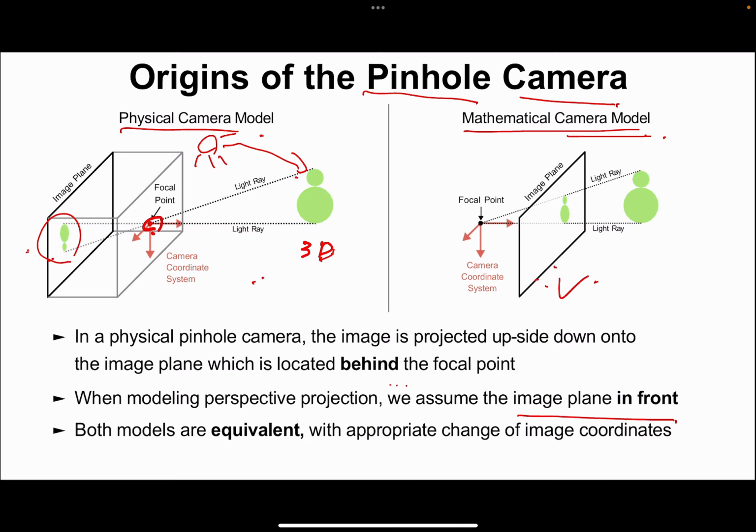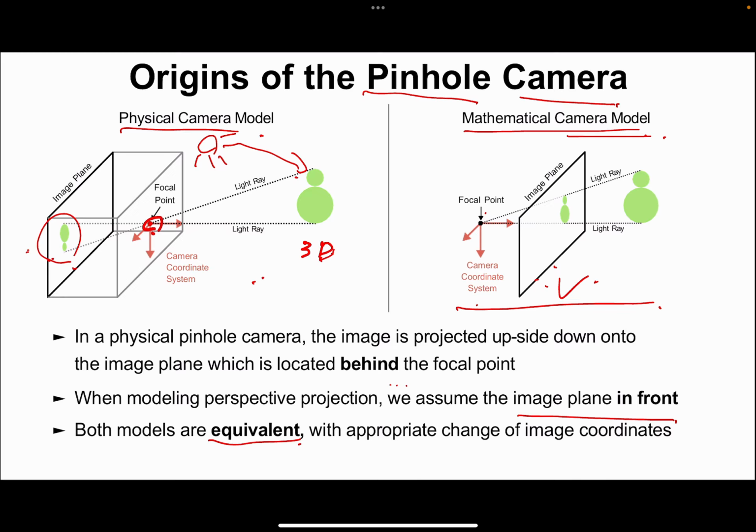multiplying -1 to the y-axis and then translating it to the x-axis in a symmetric way. Both models are equivalent. There is no difference with the appropriate change of image coordinates. So from now on, we will use this coordinate system. There are the camera coordinate system, focal point, image plane, some complicated things, and we will study these one by one.